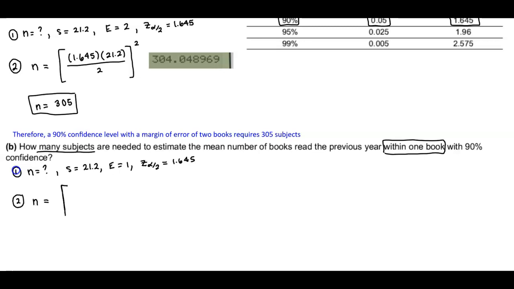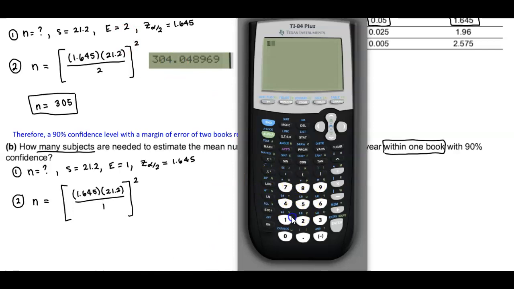So n is going to equal the critical value of 1.645 times the standard deviation of 21.2 divided by the margin of error of 1, and then we're going to square that result. So if we put that in our calculator, we take 1.645, multiply that by 21.2. And if we divide it by 1, it's going to give us the same result. And then we're going to take that answer and square it. And so therefore, it's going to give us this result.